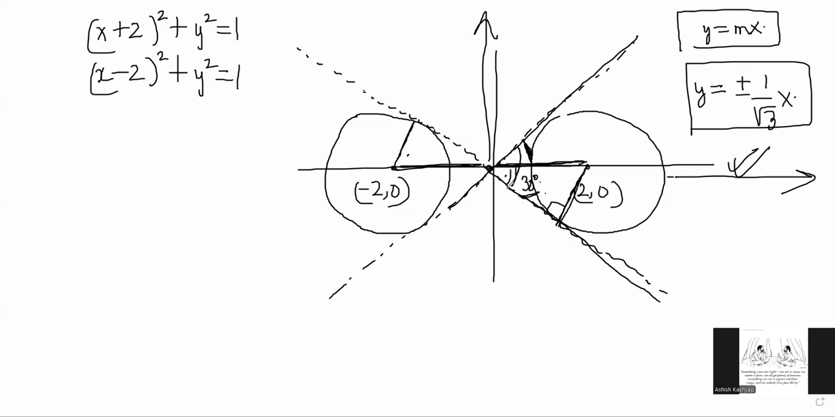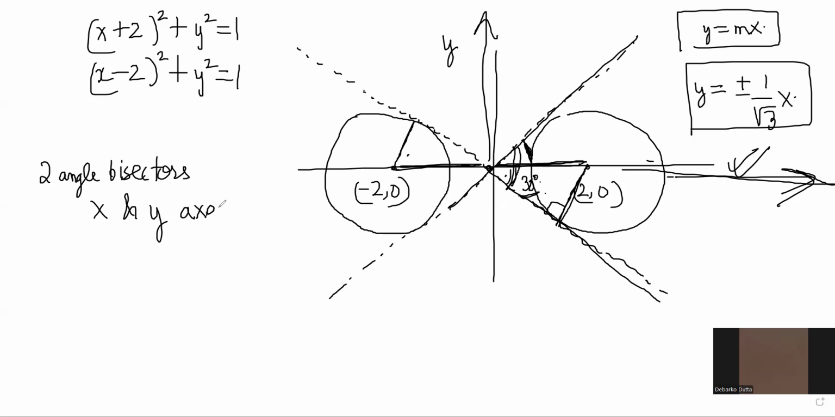Because this angle is 60, one bisector will be this line, the x-axis, and the other bisector will be perpendicular to it, so it will be the y-axis, right? Yes, sir. So my two angle bisectors are the x-axis and y-axis, correct?